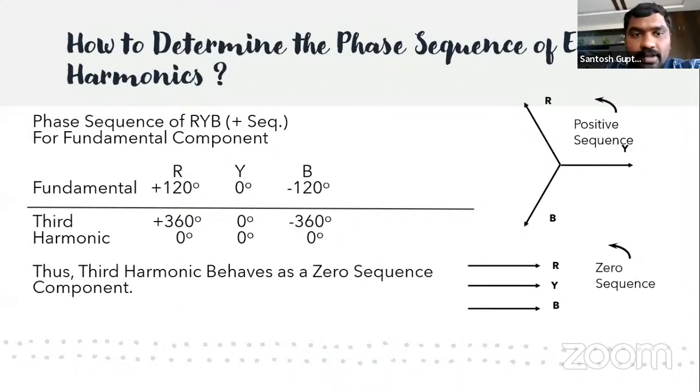Coming to the third harmonic, if you multiply 3 with this phase sequence, the phase angles, then you will get 360, 0, and 360. 360 can be represented as 0 degrees, and minus 360 can also be represented as 0 degrees. It means that it has a magnitude, but it has no direction. So these can be represented as zero sequence components.